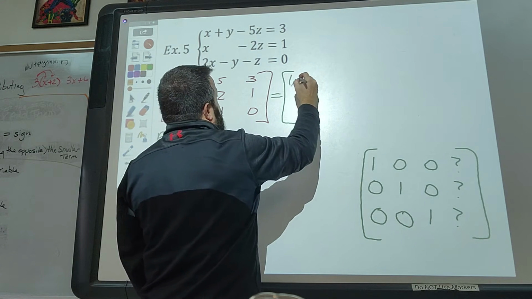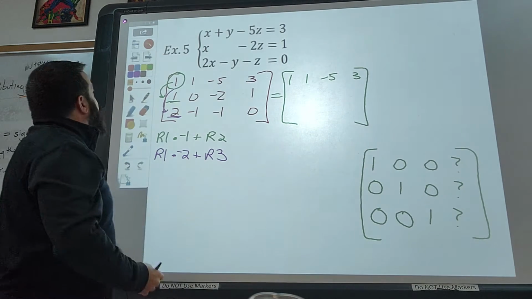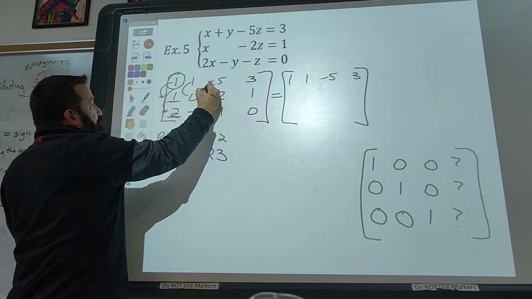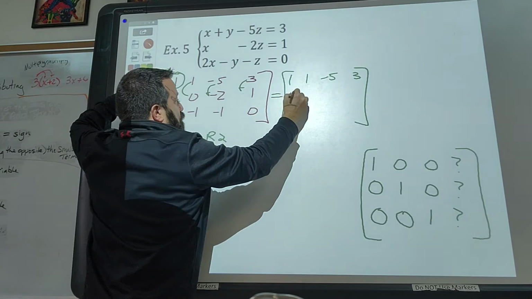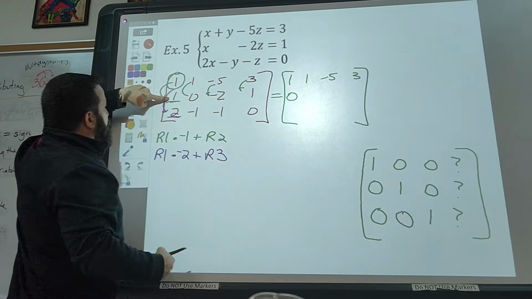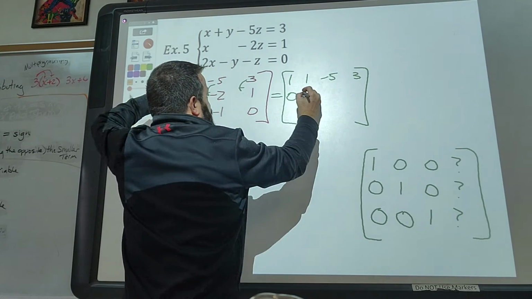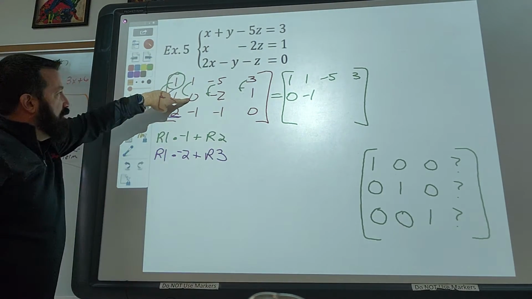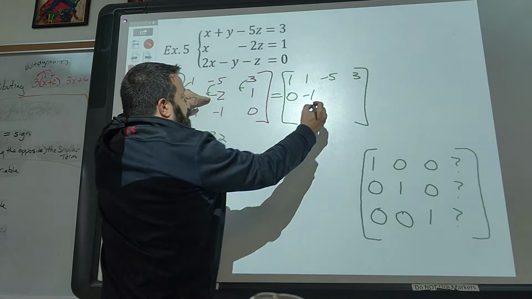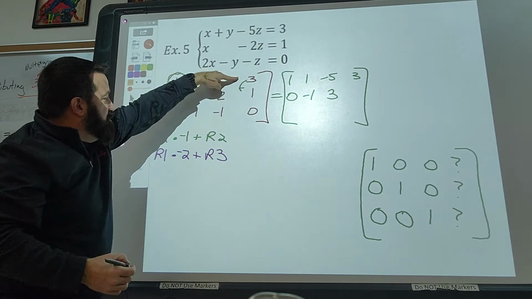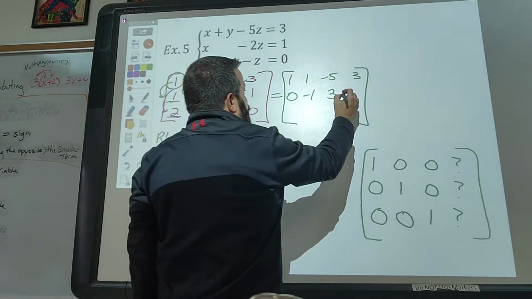So the first row is not going to change. 1, 1, negative 5, 3. So as I do this with each pair, 1 times negative 1 plus 1 will give me the 0 that I need to put it in this form. And then I take 1 times negative 1. Negative 1 plus 0 is a negative 1. Negative 5 times negative 1 is 5, plus negative 2 would be 3. And 3 times negative 1 is negative 3, plus 1 would be a negative 2.